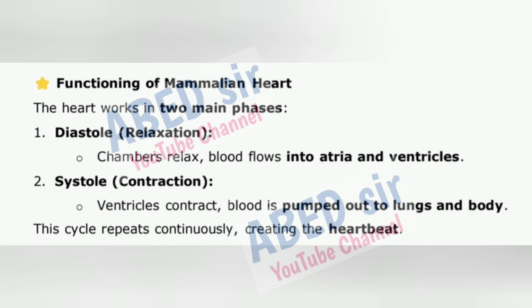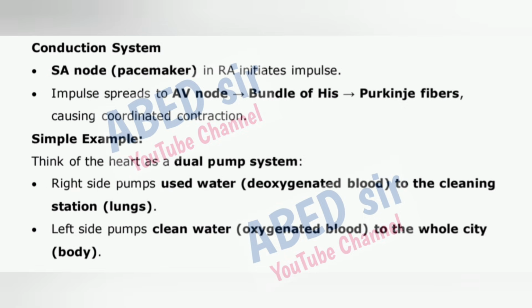Functioning of mammalian heart. The heart works in 2 main phases. 1. Diastole, relaxation. Chambers relax, blood flows into atria and ventricles. 2. Systole, contraction. Ventricles contract, blood is pumped out to lungs and body. This cycle repeats continuously, creating the heartbeat. Conduction system. SA node, pacemaker, in RA initiates impulse. Impulse spreads to AV node, bundle of His, Purkinje fibers, causing coordinated contraction.